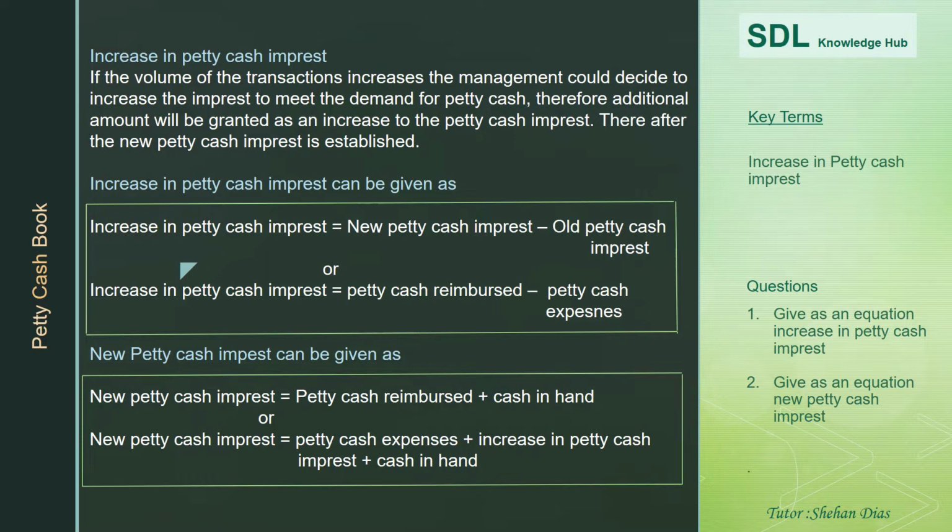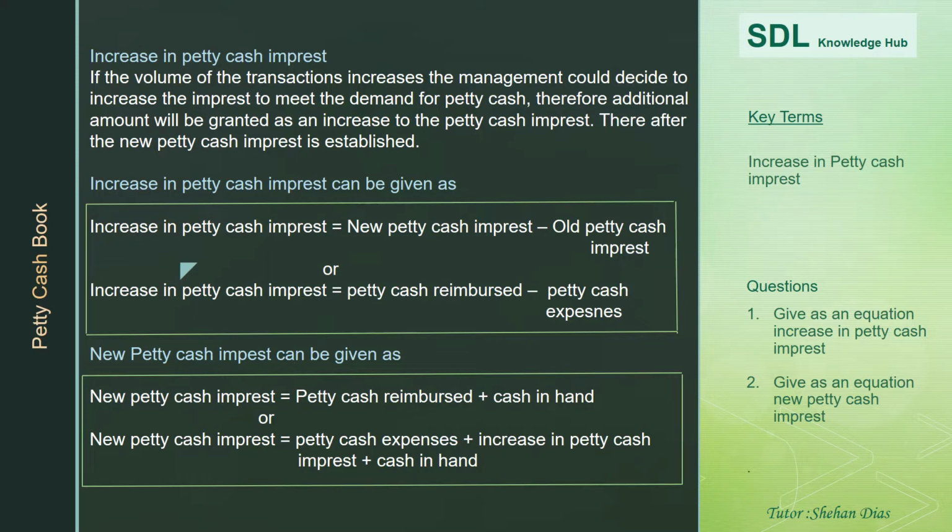We can see the relationship between the increase in petty cash imprest and the new petty cash imprest with the other constituents of petty cash. Increase in petty cash imprest equals new petty cash imprest minus old petty cash imprest. Or we can say increase in petty cash imprest will equal petty cash reimbursed minus petty cash expenses.